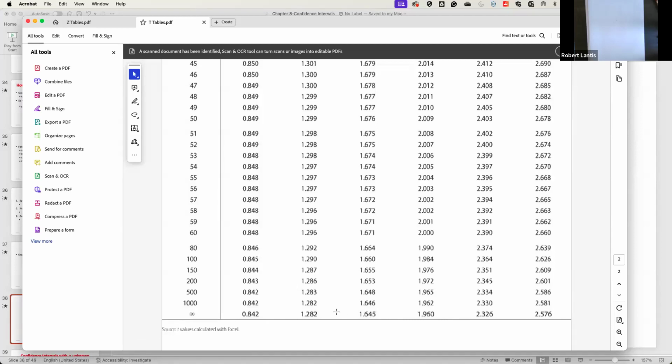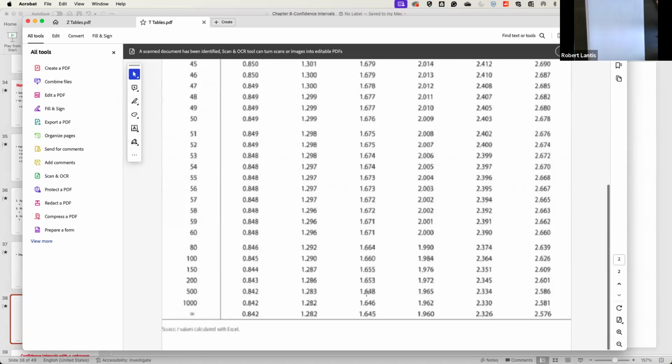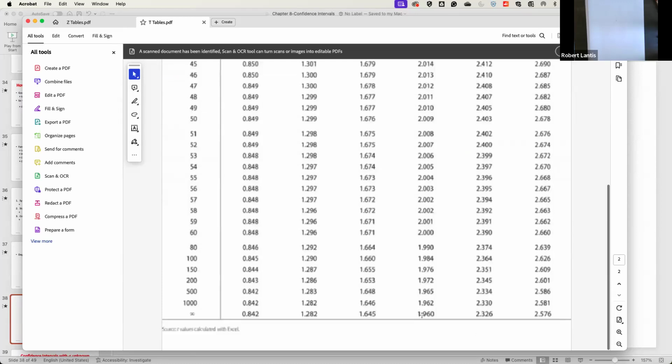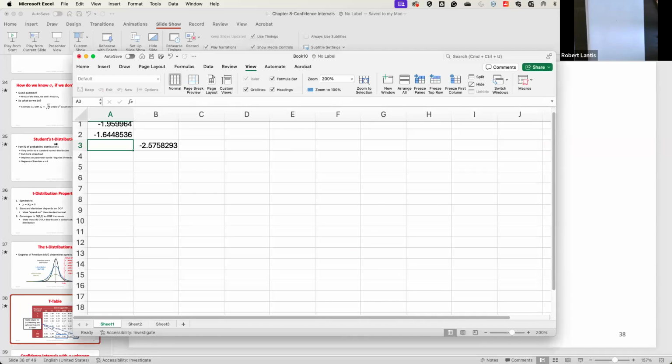So notice if I want the z value that gives me 0.05 in the tail for a standard normal, that's 1.645. 0.025 in the tail, standard normal value, 1.96, and so on and so forth. Okay. So you can use this table, and I'll pull it up and we'll kind of use it as we're working through examples. Or you can also use Excel, right?